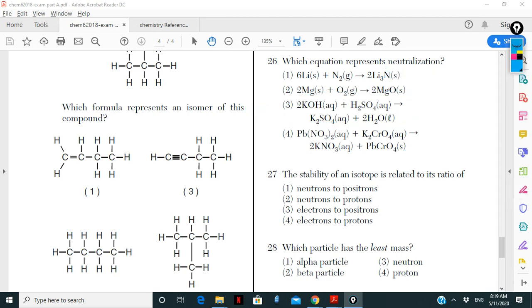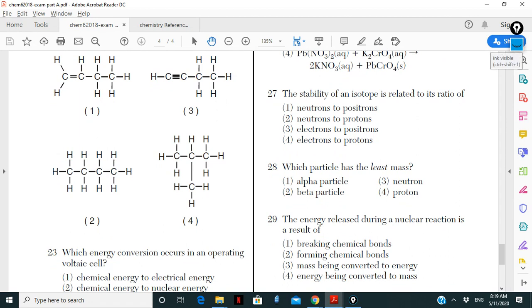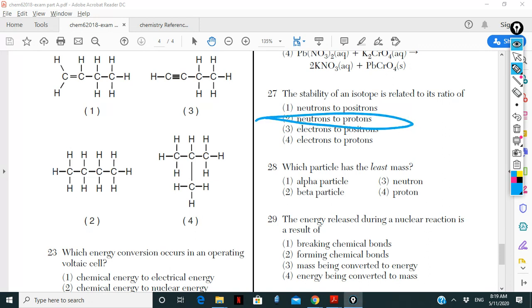Now, question number 27. The stability of an isotope is related to the ratio. If you know isotopes, they have the same number of protons but different numbers of neutrons. So that should be the ratio of neutrons to protons. So the answer for 27 is 2.